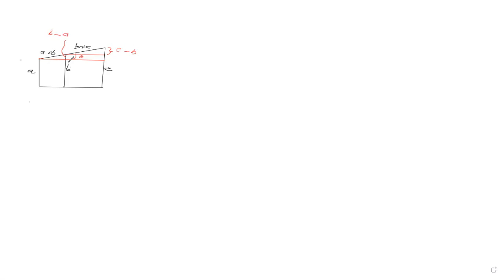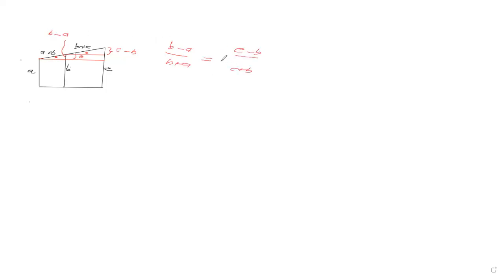Okay, now I've got this angle here is theta, and this angle is also theta, because these lines are parallel. And therefore the tan of both these angles are the same. So you've got B minus A over B plus A, that thing there, is equal to C minus B over C plus B.